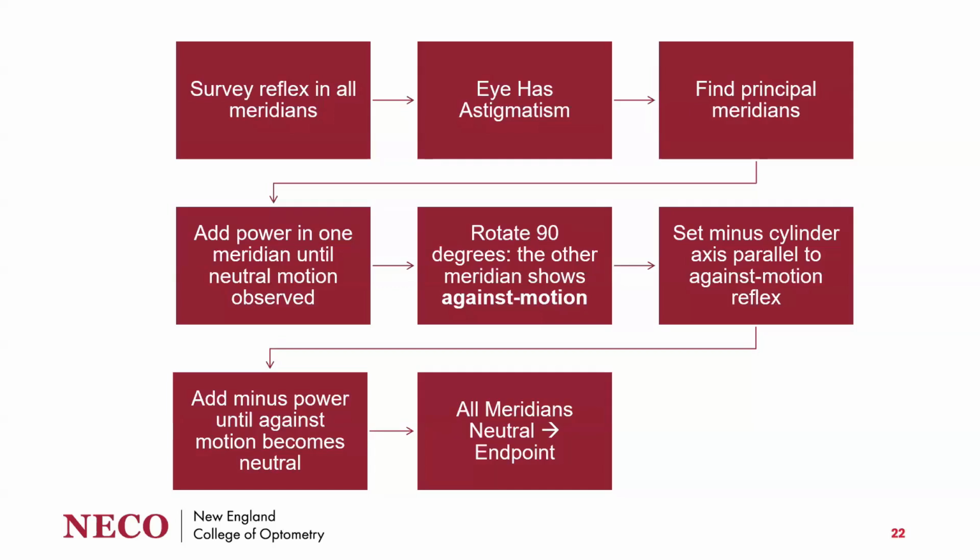When you rotate the axis 90 degrees, one option that may happen is that now we see against motion. As we're working in minus cylinder, that means that we have to determine how much cylinder is involved. So we will set our minus cylinder axis parallel to the against motion reflex. At this point, we have to then add minus power until that motion becomes neutral. Now that we have both of those values written on our power cross and we have the correct axis, we know that all meridians are neutral, and that is our endpoint.